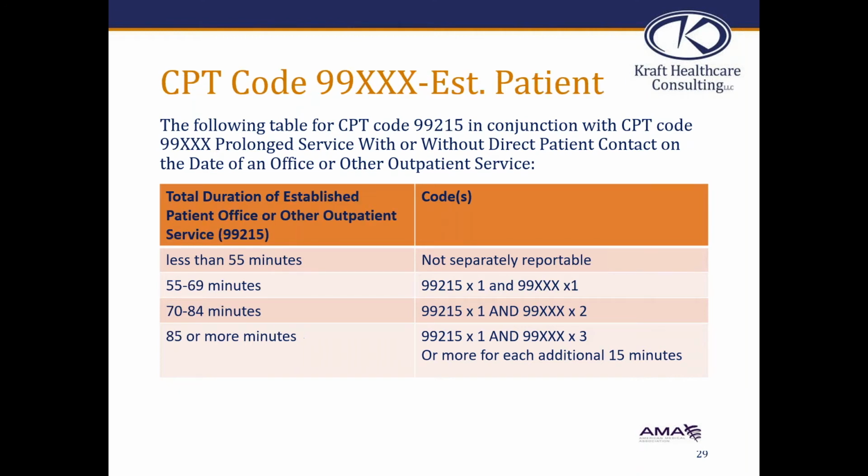And then here's the same table that we talked about, but this one is for an established patient. And you'll notice where the new patient was 75 minutes, the established patient, it's less than 55 minutes. And then you go from 55 to 69 minutes, 70 to 84 minutes, or 85 or more minutes. Again, you notice that your units are by 15-minute intervals.